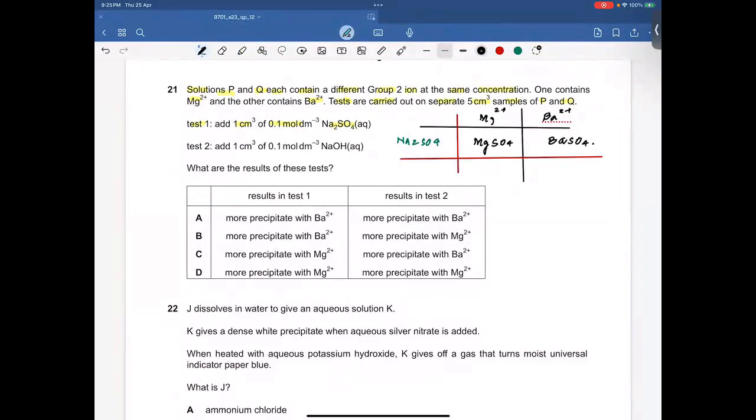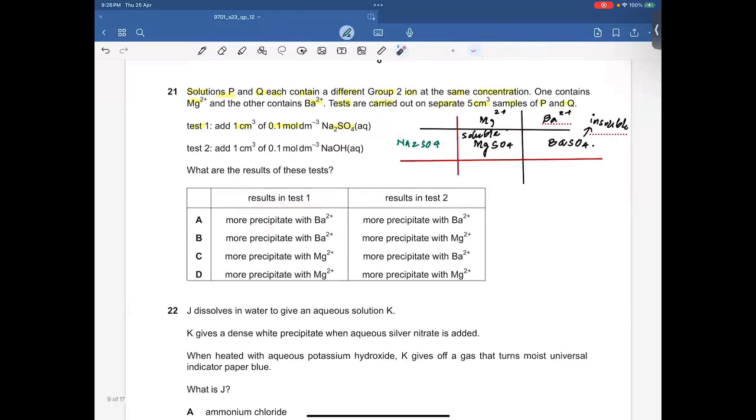According to my lecture, down the group, solubility of group 2 sulfates decreases, which means this is insoluble in water and this is soluble in water. So the result in test 1 is more precipitate. More precipitate has to be with barium sulfate, because it is insoluble in water. That means option C and D are incorrect.